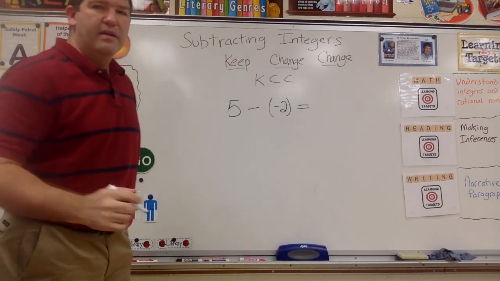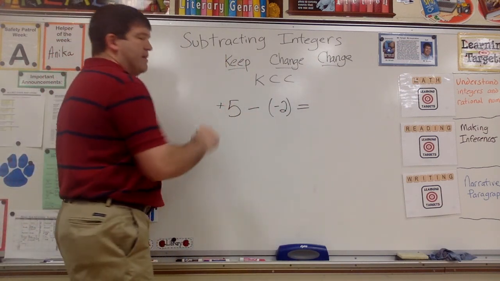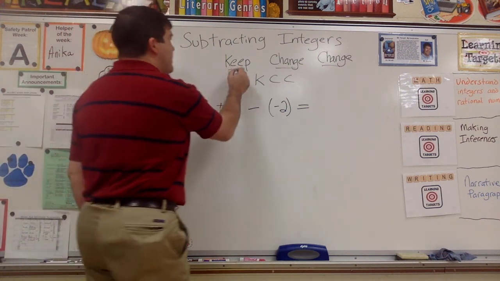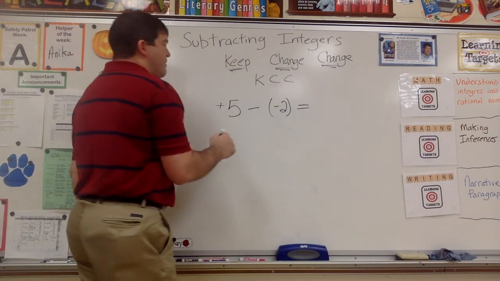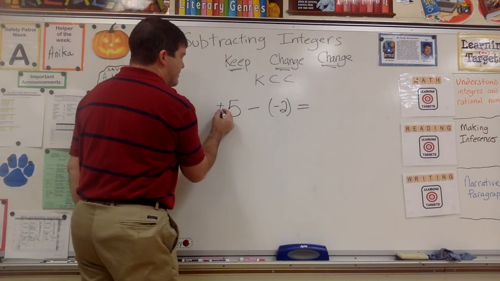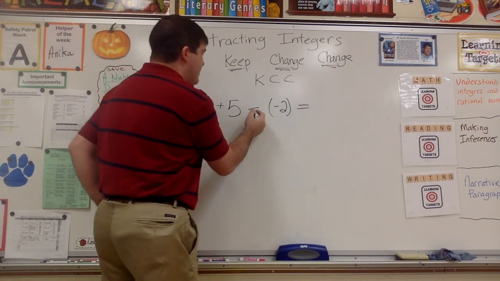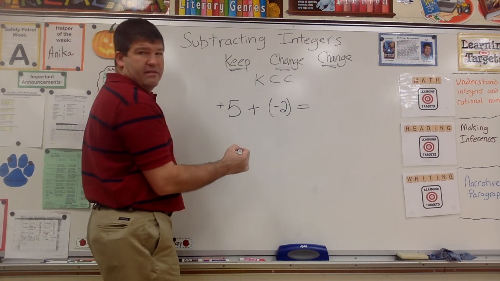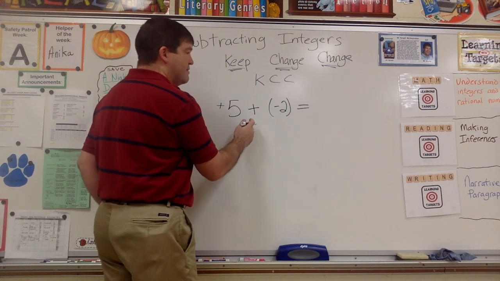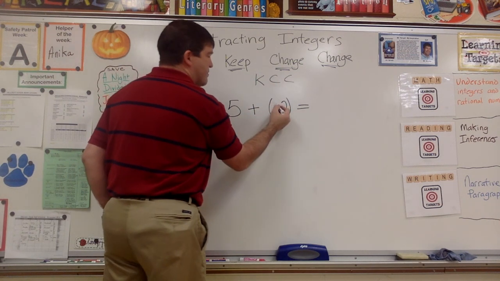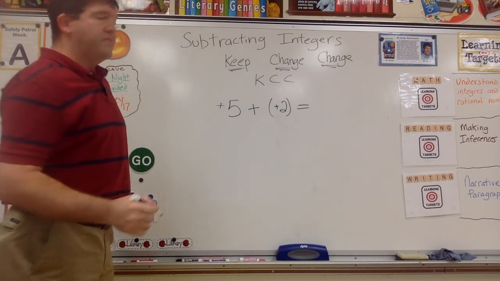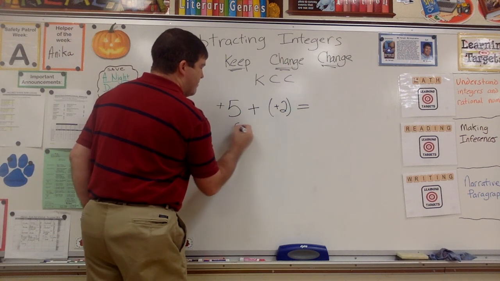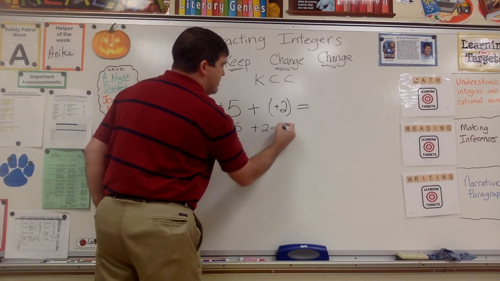Equals, okay? And let's make that a positive just so you see that we're not going to do anything to that one. So keep, change, change. This positive, we'll keep that positive. This one is negative. Let's change it to a plus. So from minus to plus, and then we have to change this one also. So now, after we did the change, we have a 5 plus a 2 equals 7.